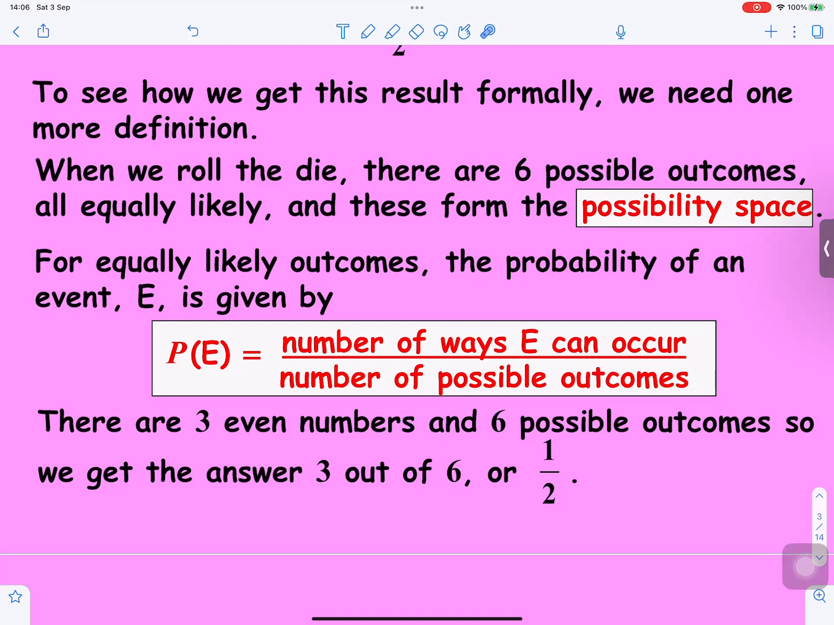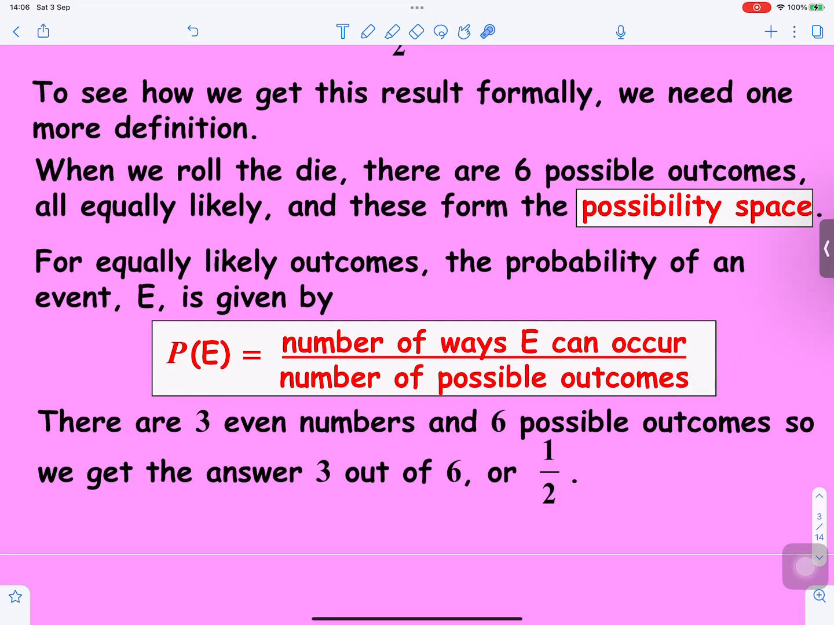For equally likely outcomes, the probability of an event, and that event could be getting a 6, or getting a 4, or getting a 1, is given by the number of ways the event can occur, divided by the number of possible outcomes.